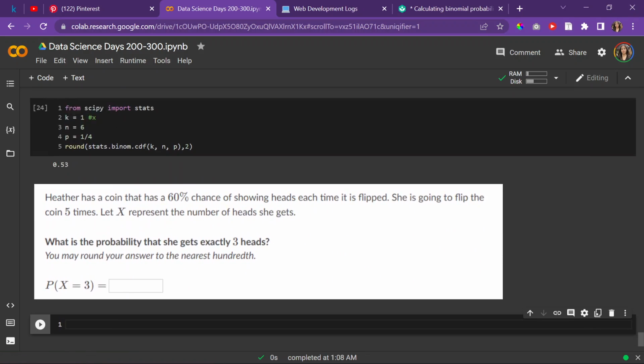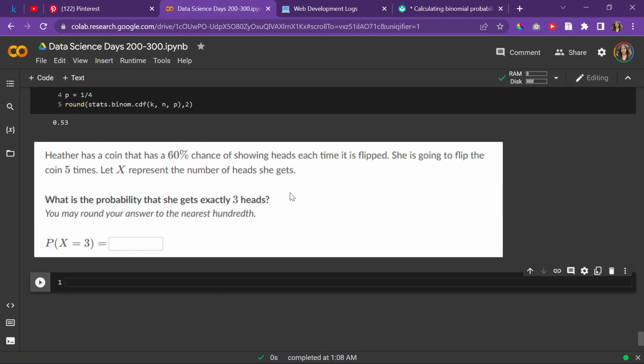Okay, so Heather has a coin that has 60% chance of showing heads each time it is flipped. She's going to flip the coin 5 times. Let X represent the number of heads she gets. So what is the probability that she gets exactly 3 heads?